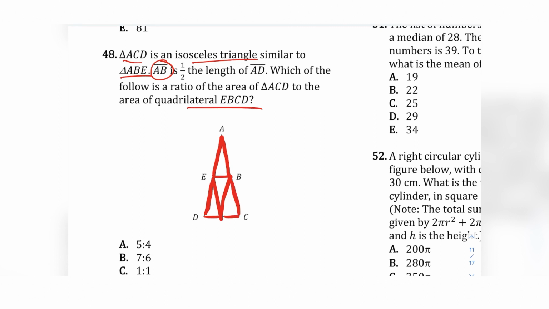So when I compare the total area of this large triangle with the area of this shape right here, the large triangle is going to be 4 small triangles in area, and the small quadrilateral is going to be 3 triangles in area. So the ratio is going to actually be 4 to 3. So your answer for 48 is D.